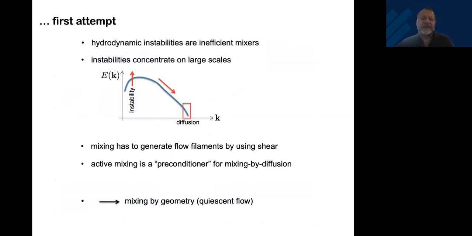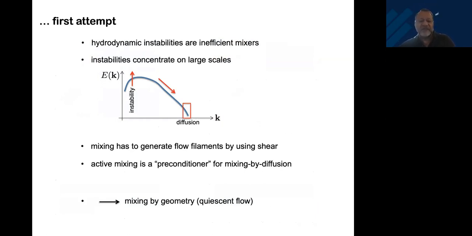And the instabilities usually concentrate on the large scales. You saw these big rollers. They don't produce enough small scales that the diffusion could then kick in and mix to the end. Okay. So mixing has to generate flow filaments by using the shear in a very smart way.